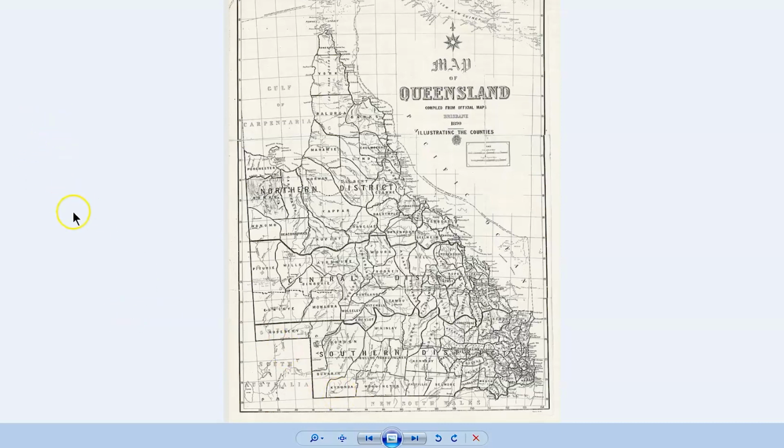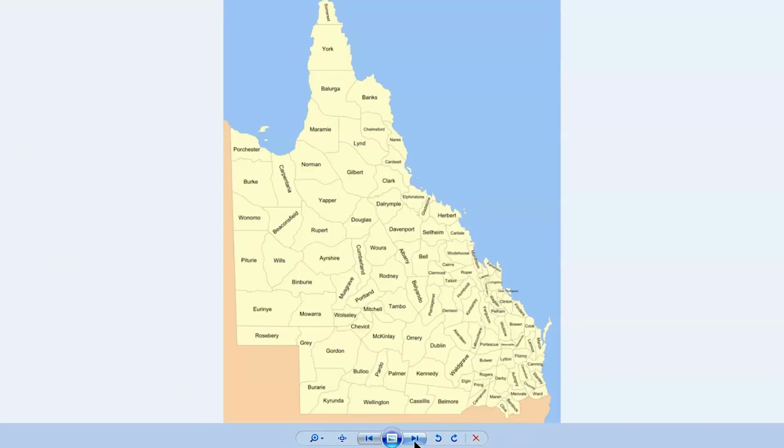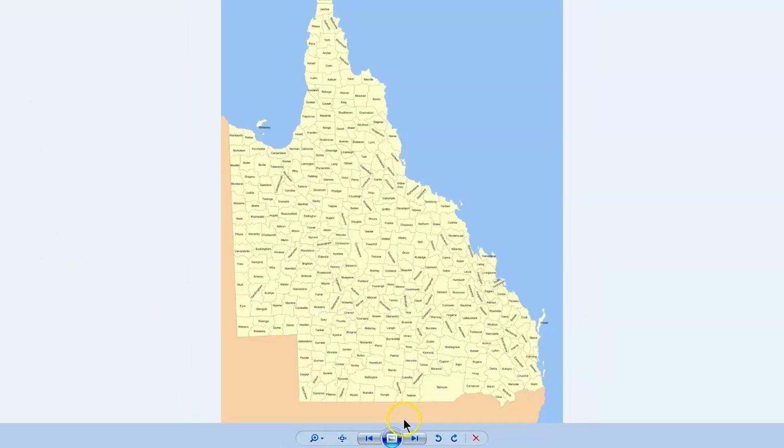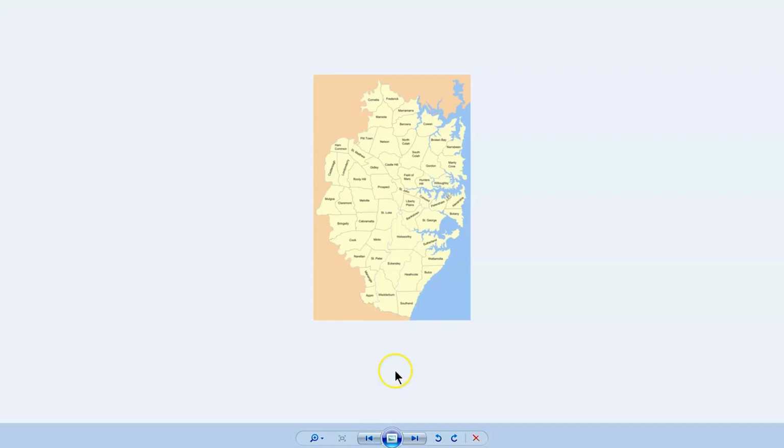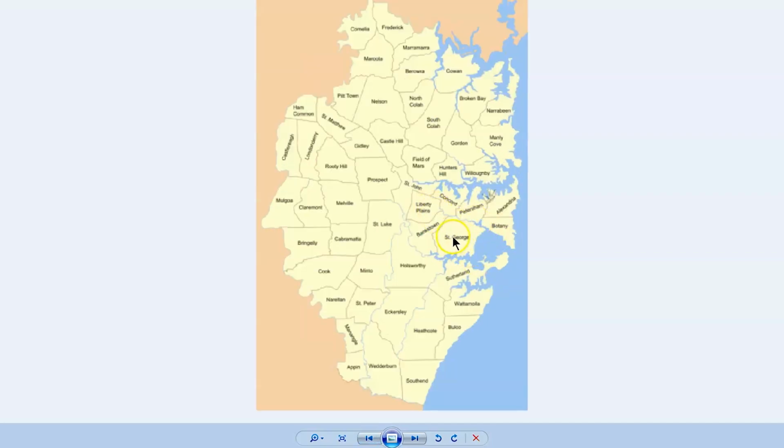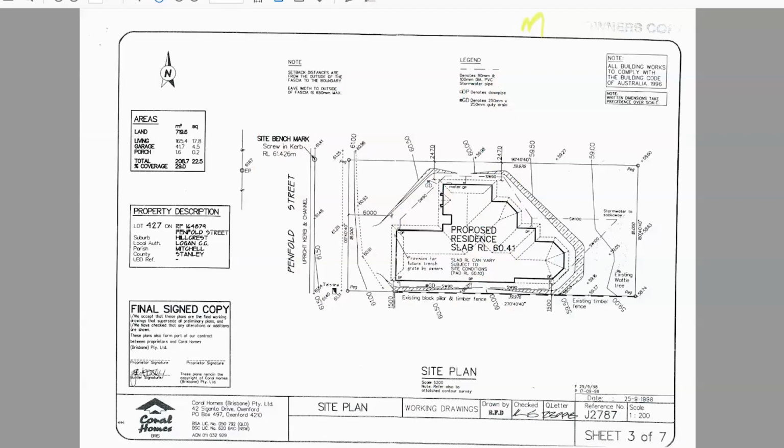This is a map from 1890, which I took off Wikipedia, showing where all the counties are. This one's from 1893, and then again 1901, and that continued over the years. Successive governments would change where these counties were, what size they were, how many there were. The parishes would change, and every now and then they would even divide the parishes up further into divisions and then subdivisions. And what that would give you is what is known as a real property description, or an RPD.